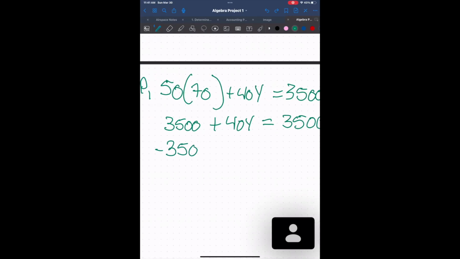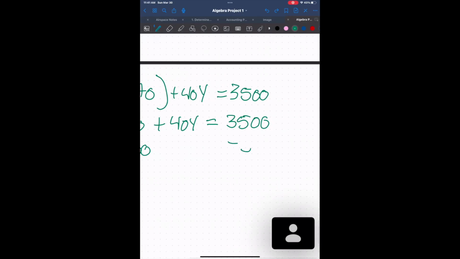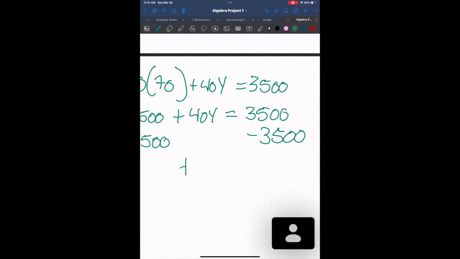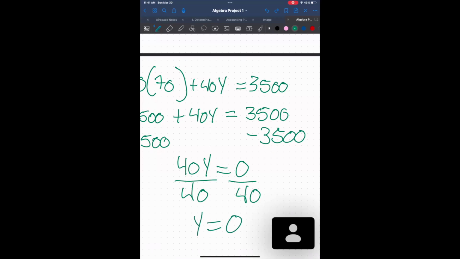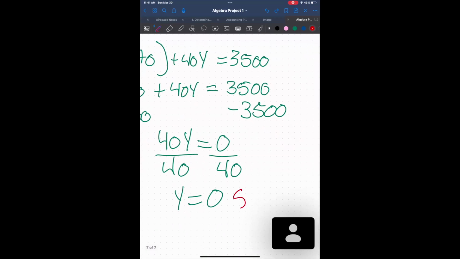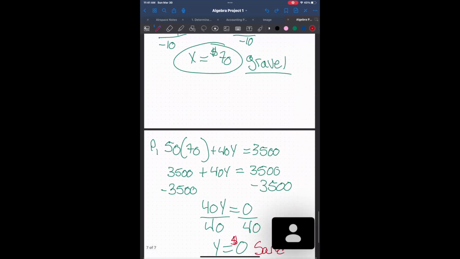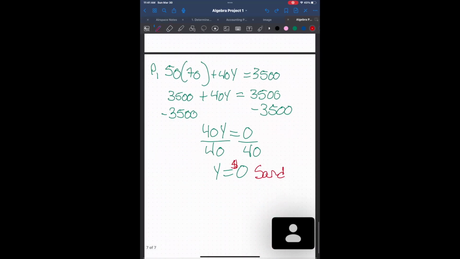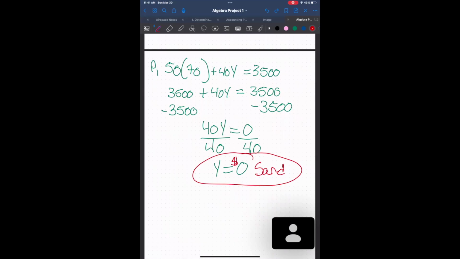Minus 3,500. Wait a second. 3,500. I can feel him getting angrier. 40y equals 0, divided by 40, divided by 40. Y equals 0 because 0 divided by anything is still 0. So we have just found the price for sand. Excellent. Sand is no cost.